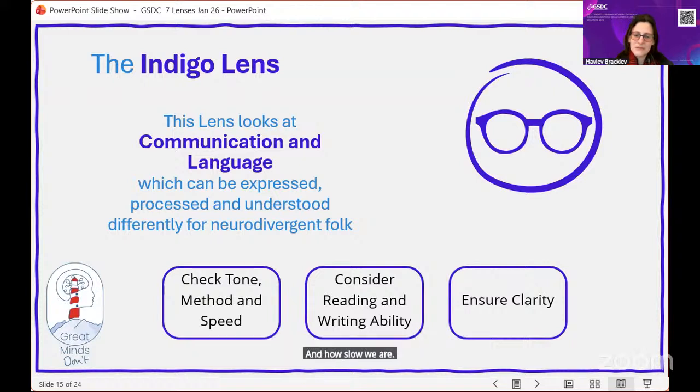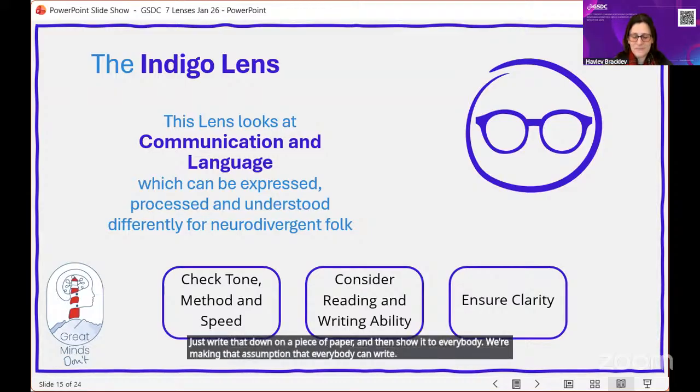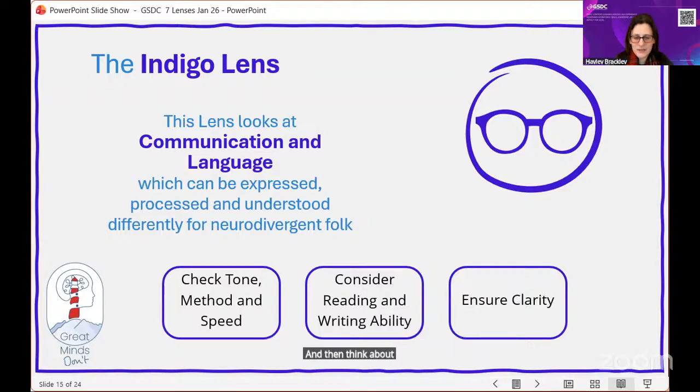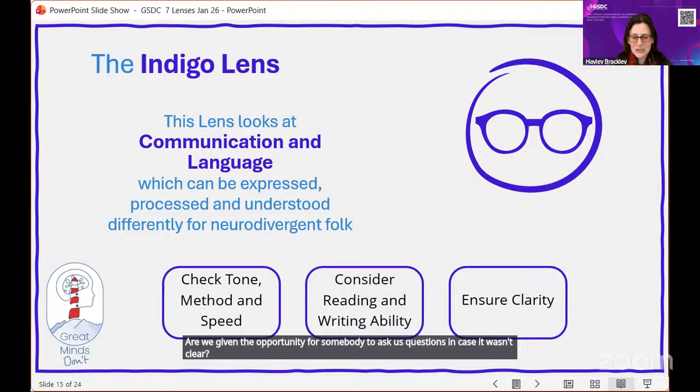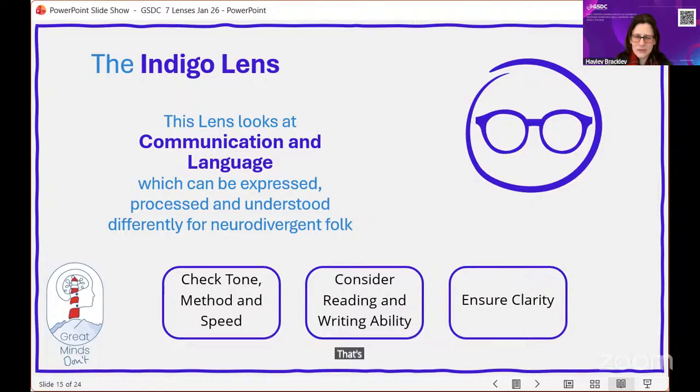We want to think about the reading and writing ability. Now, this could be anything from reading the slides, but also thinking about when we ask people to just write that down on a piece of paper and then show it to everybody. We're making that assumption that everybody can write. And then think about the clarity we're giving. Is it absolutely obvious what it is that's being asked for? Are we giving the opportunity for somebody to ask us questions in case it wasn't clear? That's what we want to do to really set up through that indigo lens.